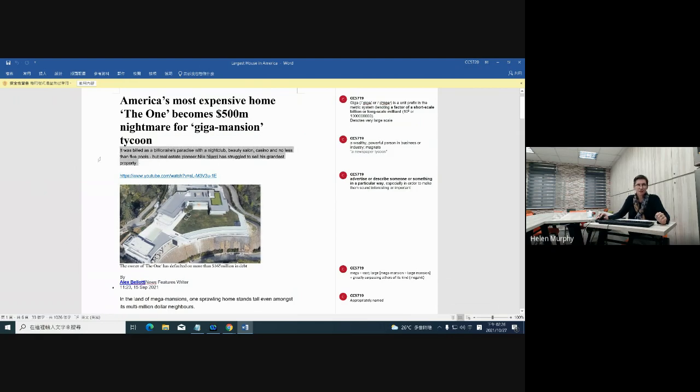The subtitle tells us this property was billed as a billionaire's paradise, but the real estate pioneer, Niami, has struggled to sell his grandest property. Okay, so when we use the word billed here, when we bill something, we advertise it or describe something in a particular way to make it sound interesting or important.